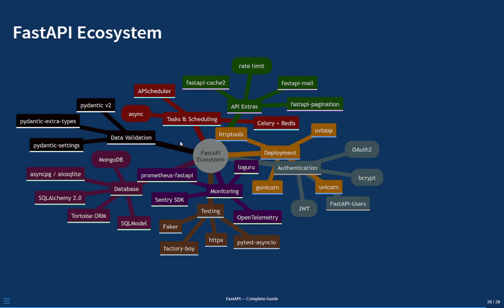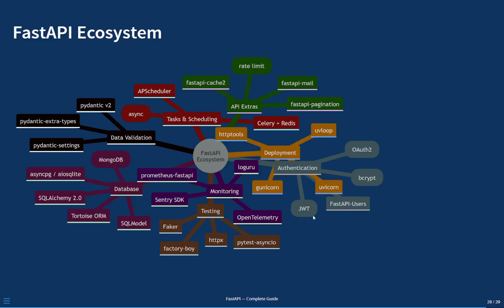Authentication. python-jose for JWT encoding and decoding. Passlib with bcrypt for password hashing. FastAPI Users is a complete auth solution: registration, login, password reset, OAuth social logins as a drop-in library. Authlib for full OAuth 2 client and server implementations.